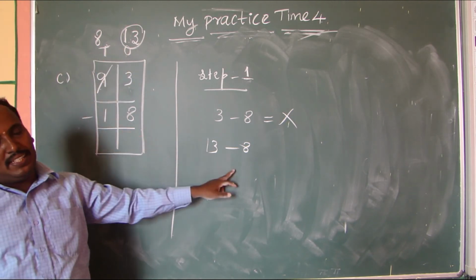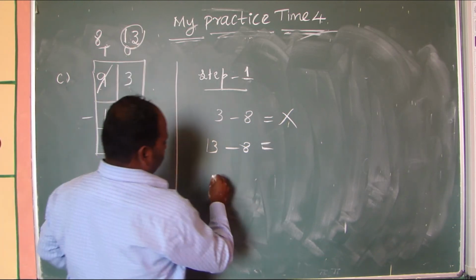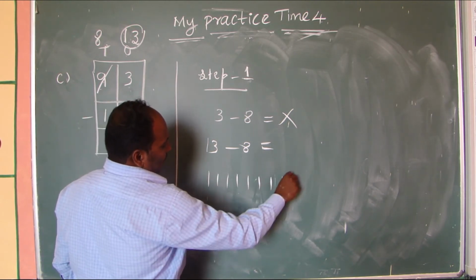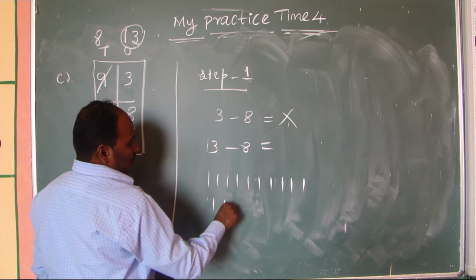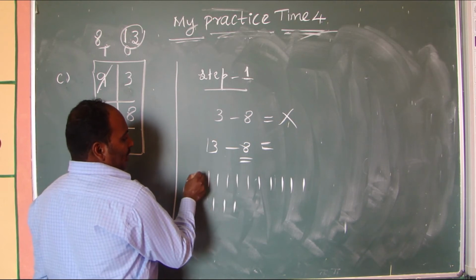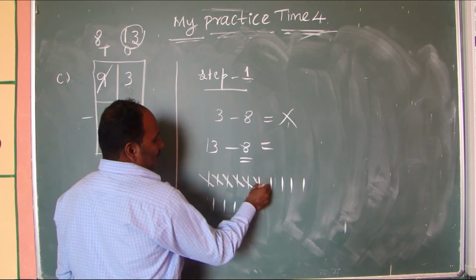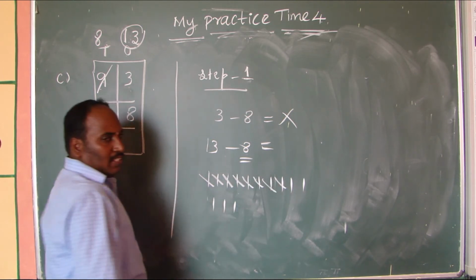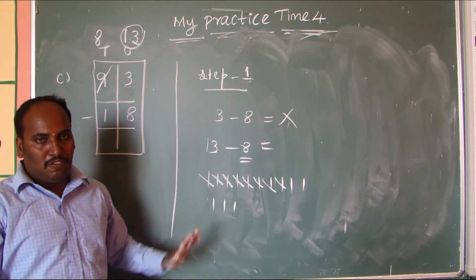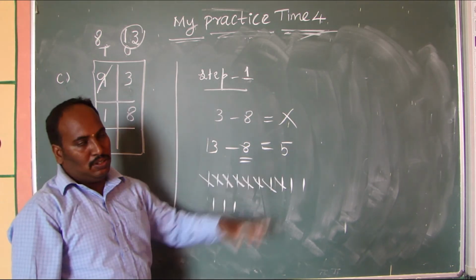So 13 minus 8 is equal to, counting 1, 2, 3, 4, 5, 6, 7, 8, 9, 10, 11, 12, 13. The second term is minus 8. We cancel 8 lines. 1, 2, 3, 4, 5, 6, 7, 8. Remaining 1, 2, 3, 4, 5. Remaining 5 lines. So our answer is 5. 13 minus 8 is equal to 5.